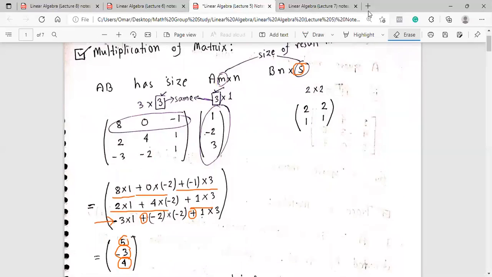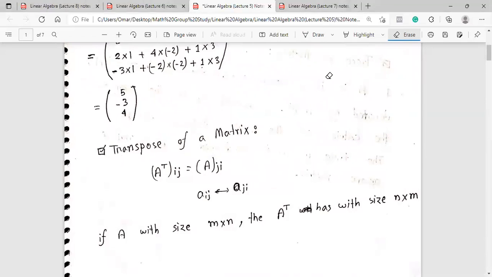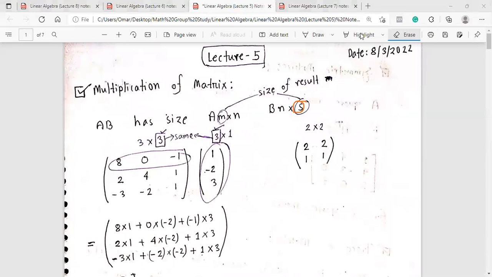Okay guys, can you understand? Yes. Okay. So now let's see the transpose of a matrix, okay? Repeat, okay, I see. So Zakira is with us.